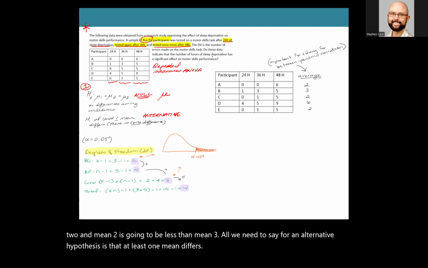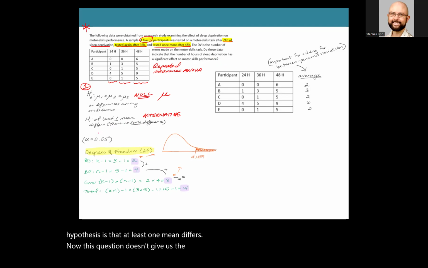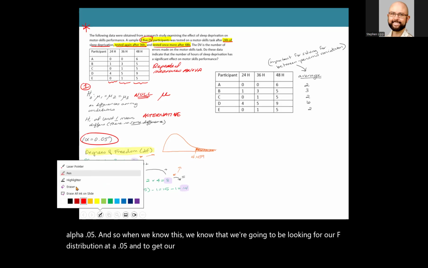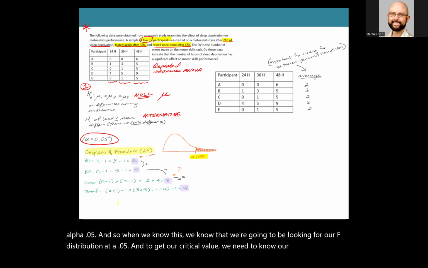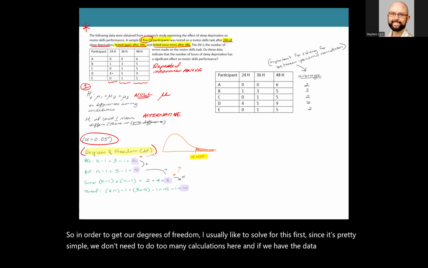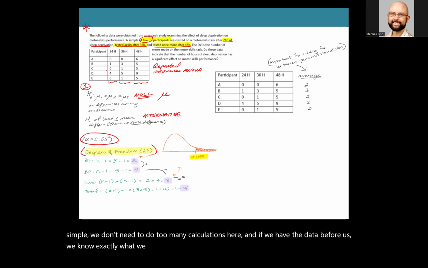Now, this question doesn't give us a specific alpha value, but we'll go ahead and assume it's an alpha of 0.05. And so when we know this, we know that we're going to be looking for our F distribution at 0.05. And to get our critical value, we need to know our degrees of freedom. So in order to get our degrees of freedom, I usually like to solve for this first since it's pretty simple. We don't need to do too many calculations here. And if we have the data before us, we know exactly what we need.